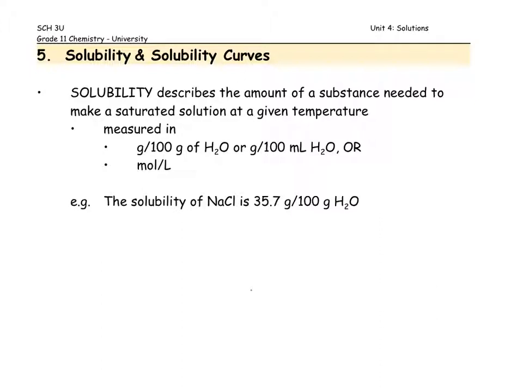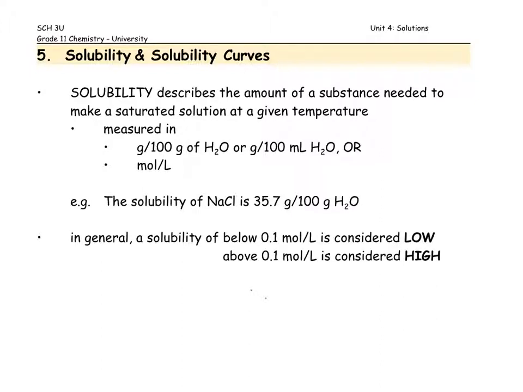In general, and this is just a way for us to create a bit of a scale, we say that a solubility of below 0.1 moles per liter is considered low solubility. So if all I can dissolve is 0.1 moles of that solute per liter, that means I can't dissolve a whole lot. So I would say that substance has very low solubility. Whereas if I'm able to dissolve 0.1 moles of a solute for every liter or greater, that means that substance is considered to have a high solubility.